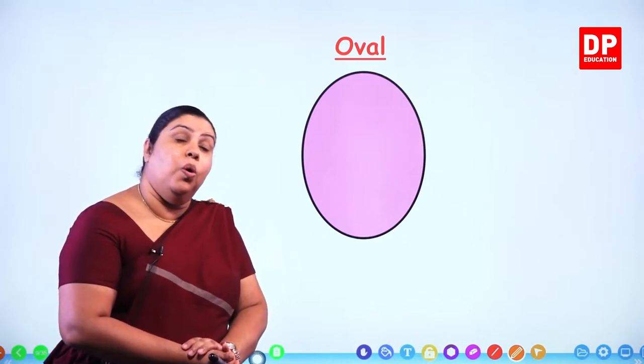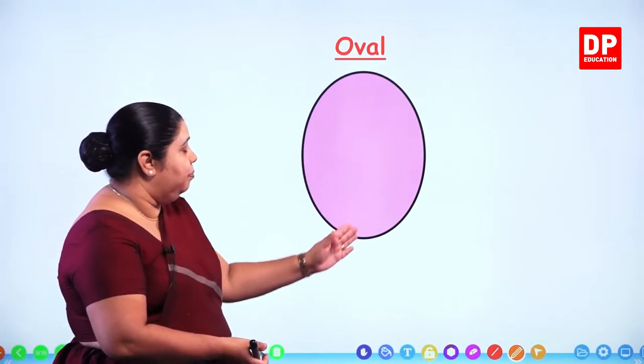We call it the oval shape. It has no sharp edges.